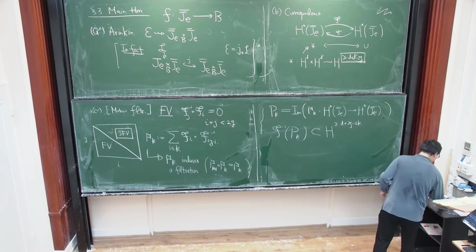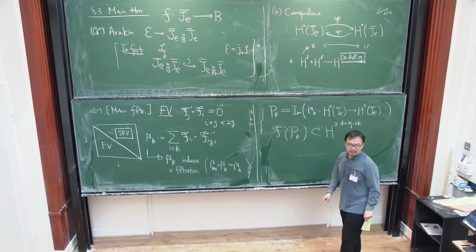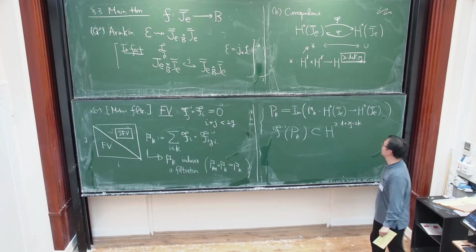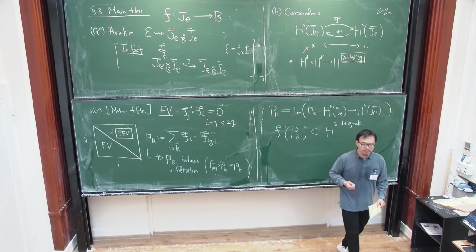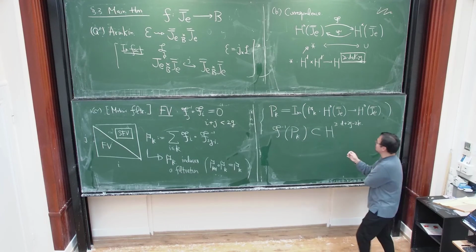So why did the operator induce really the perverse filtration? I mean, it induced one filtration. Why is it the perverse? Yeah, this is a consequence of the Ngô support theorem. You have to prove it. Yes.